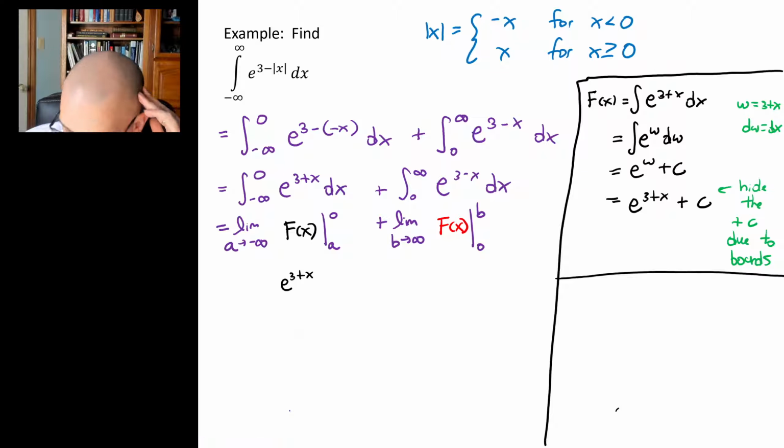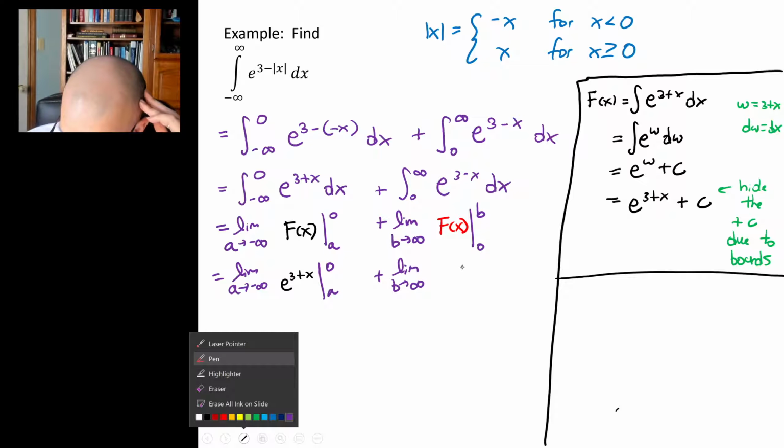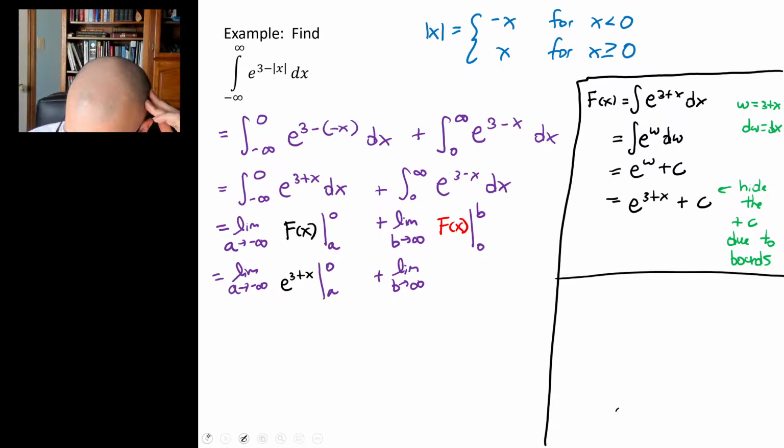Okay, so that's the first part, evaluated from a to 0. Now the second part, limit as b approaches positive infinity. We have to calculate that from 0 to b. So what's that function going to be?